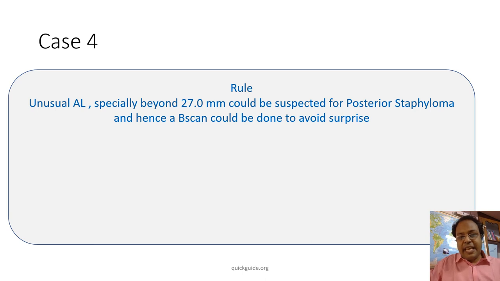So in case four, what we understand is that if your patient has an axial length of more than 26, 27 millimeters, do not rule out the chances of the patient having a posterior staphyloma. That needs to be ruled out before we implant a premium IOL.